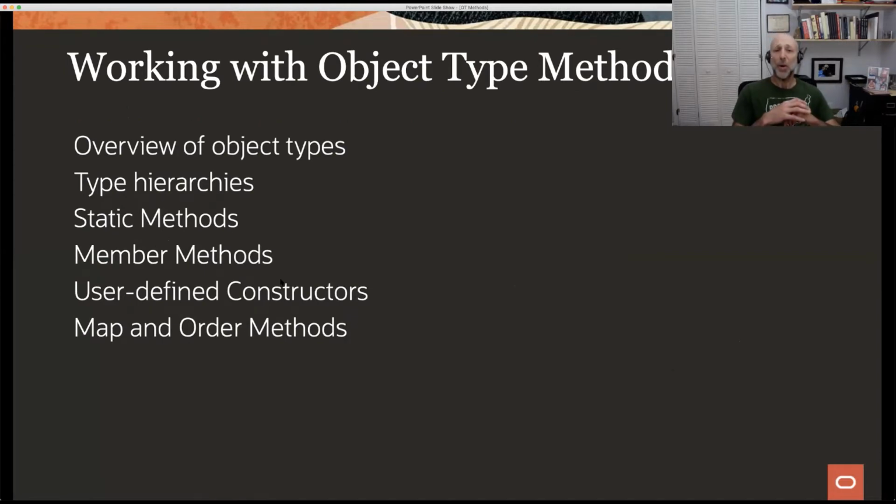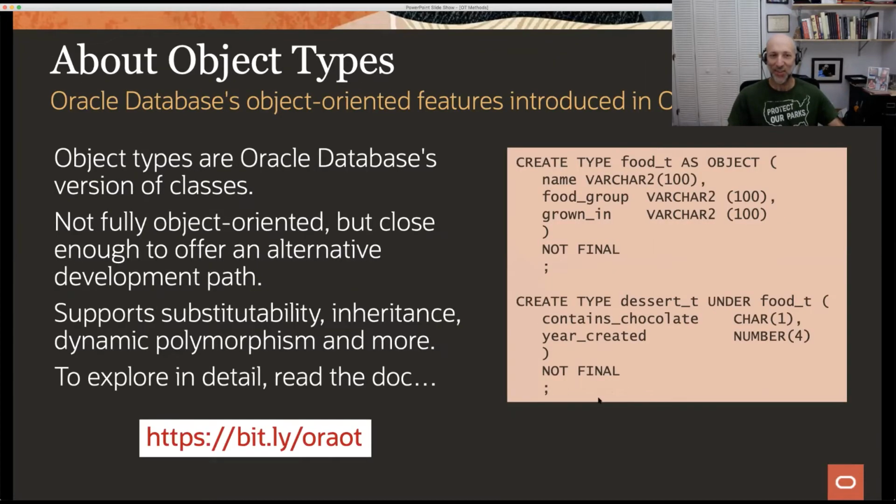So we're going to talk about working with object type methods. Object types are part of the object relational model of Oracle Database, which was introduced in Oracle 8 and then extended across multiple versions, of course. And methods are a part of the object type paradigm. So we're going to do a quick overview of object types, then we'll just dive right into all the different methods that are out there.